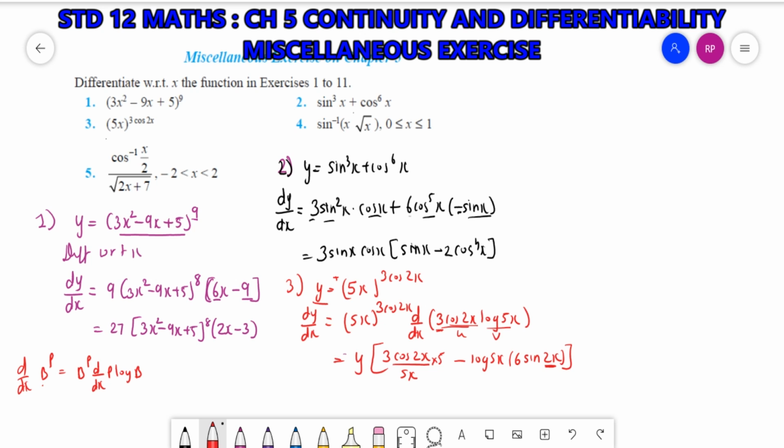Okay, so this will be equal to, now let's put down again the value of y as (5x) whole raised to 3 cos 2x into 5 3s are 15. Cos, 5 and 5 get cancelled, so it will be 3 cos 2x by x minus 6 sine 2x log 5. Okay, this was about question number 3.